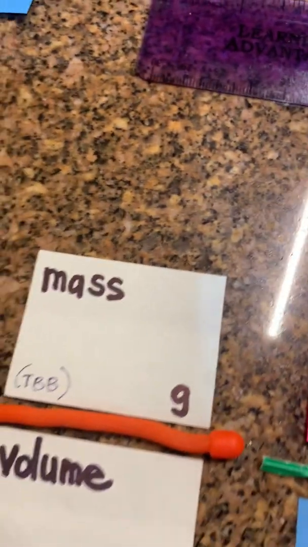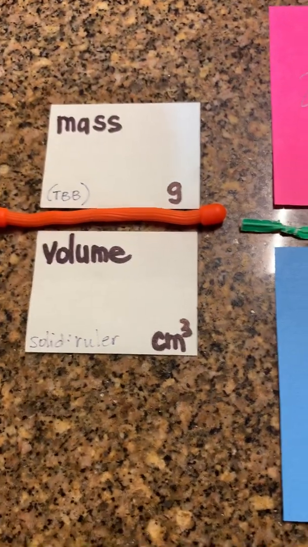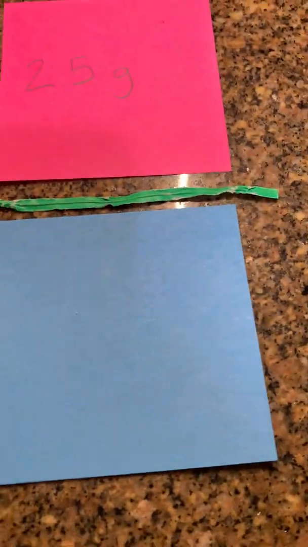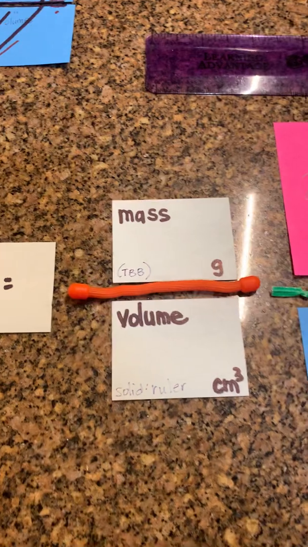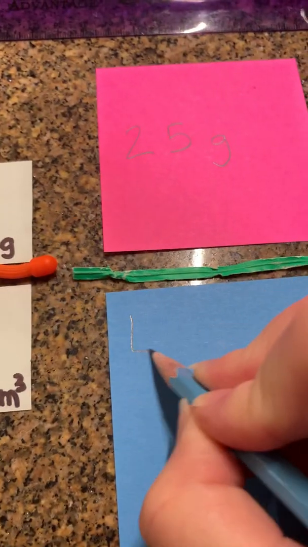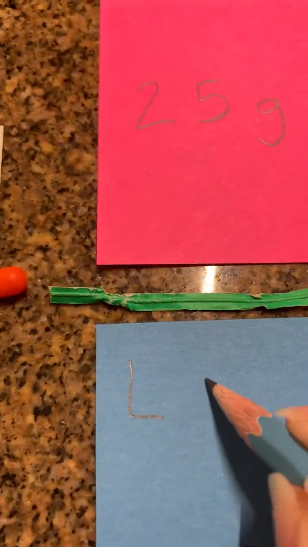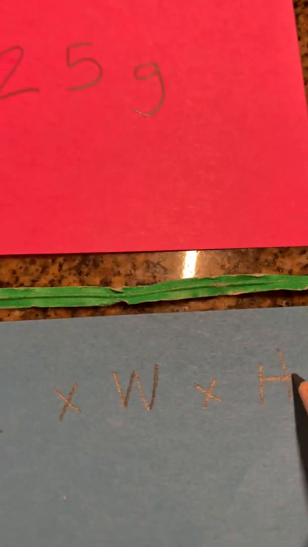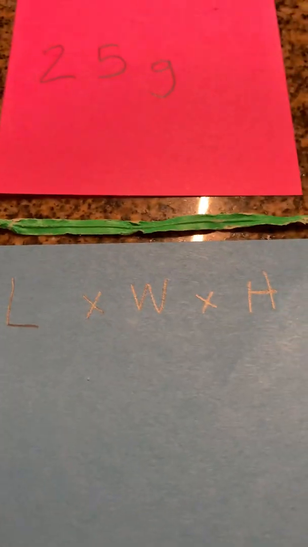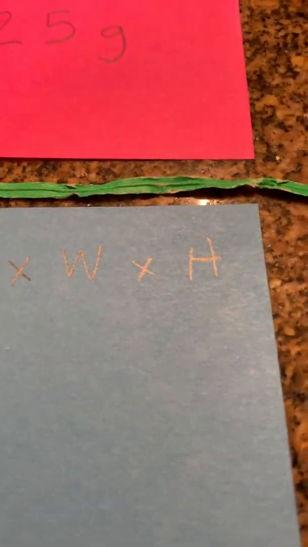That is difficult to see. 25 grams for the top part. Now we also have to figure out what the volume is. So we're going to use our ruler to find out how many centimeters. And if you remember with a solid, we need to do length times width times height. And that's the formula for finding volume.